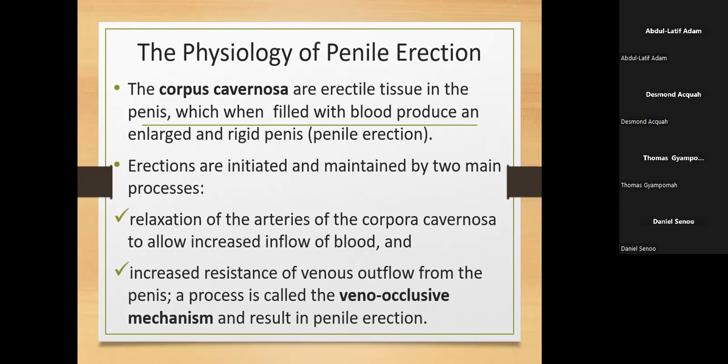Erections are initiated and maintained by two main processes. There is the relaxation of the arteries of the corpora cavernosa to allow increased inflow of blood. What it means is that arteries are those that supply organs. This is basic anatomy and physiology. The blood from the heart pumps through the arteries, and so they supply the organs.